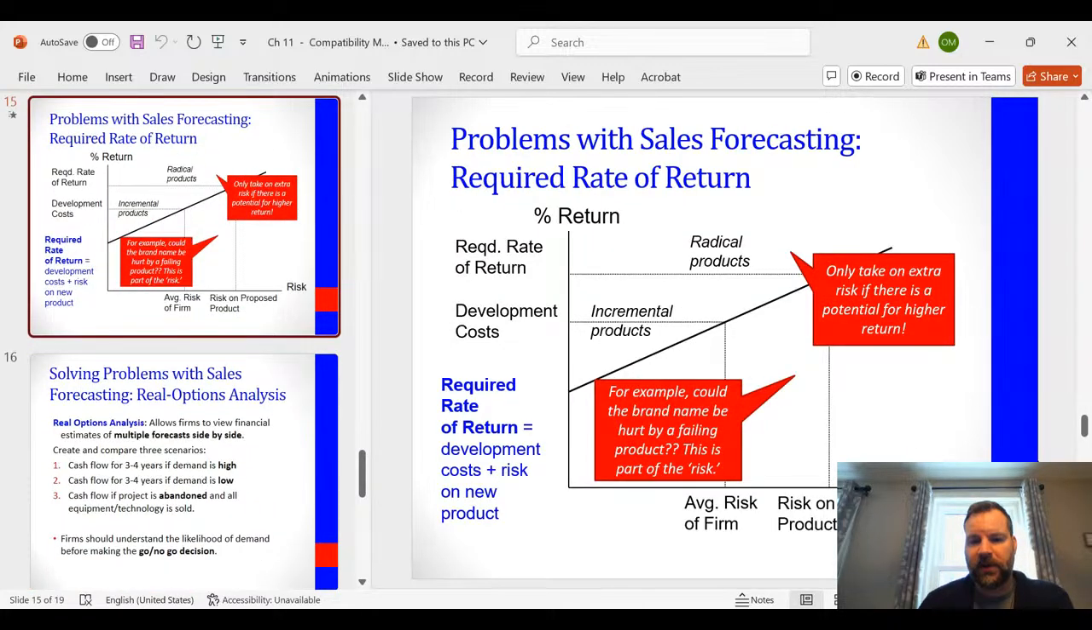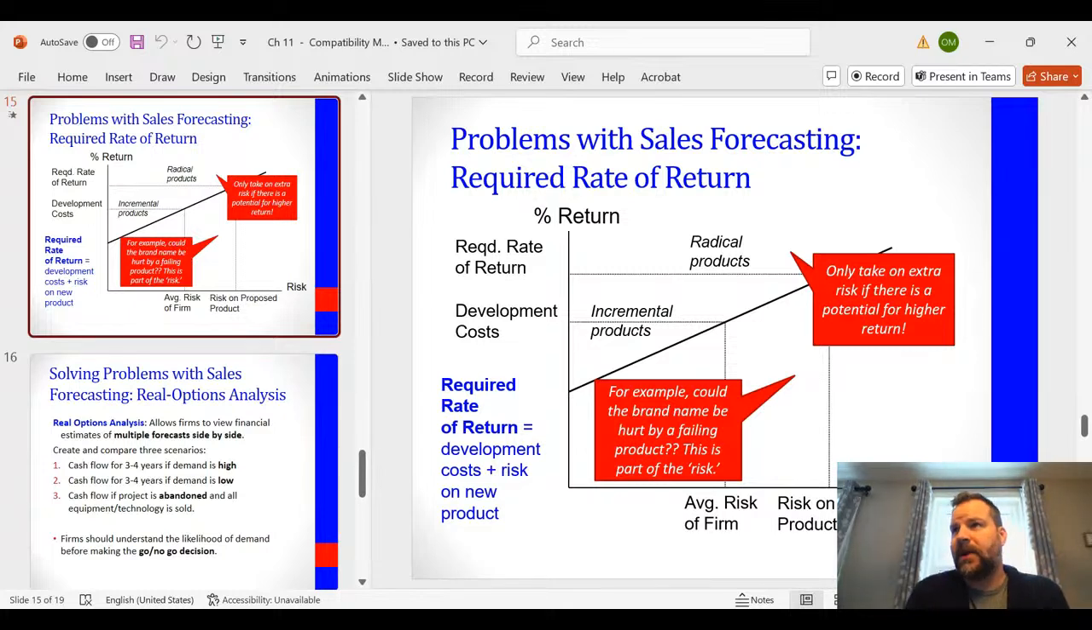Required rate of return is where we're saying, all right, we know we're taking on a certain amount of risk, cost, essentially, to make something. What's it going to cost us to get a good return on this?